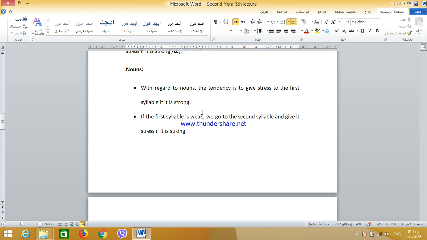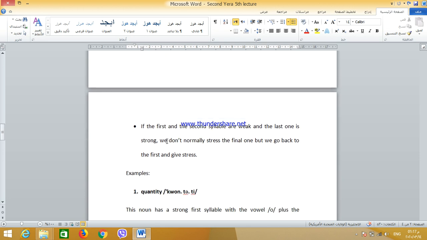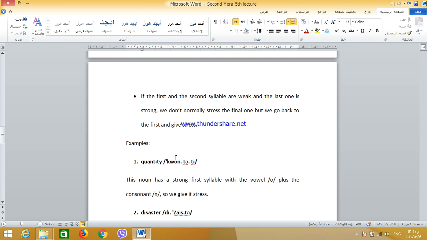If the first syllable is weak, we go to the second syllable and give it stress if it is strong. So, if the first syllable is strong, okay, stress it. If it is not, go to the second syllable. If it is strong, give it stress. If it is weak, go to the third. But here we need to pay attention, please. If the first and the second syllable are weak and the last one is strong, we don't normally stress the final one. So what do we do? We go back to the first and give it stress.